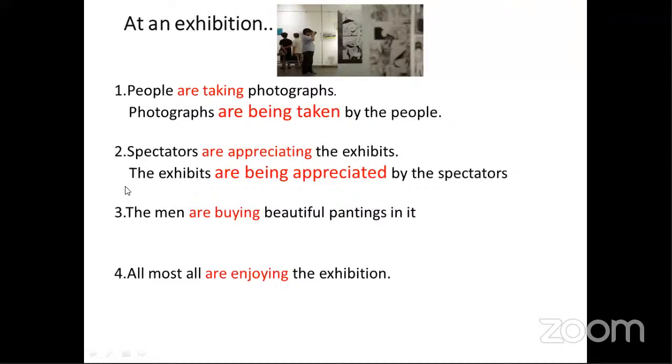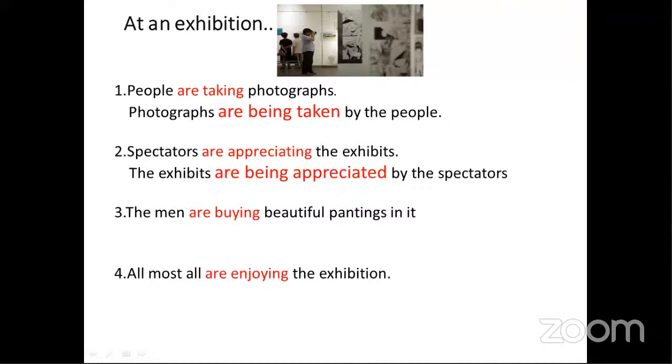Now we have to see whether the subject of the passive voice is singular or plural. Now we can see it's plural. Then the exhibits are, we can't forget the being, appreciated by the spectators. So how are we going to say the passive voice sentence? The exhibits are being appreciated by the spectators.